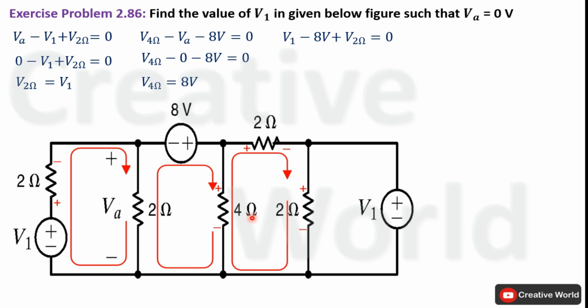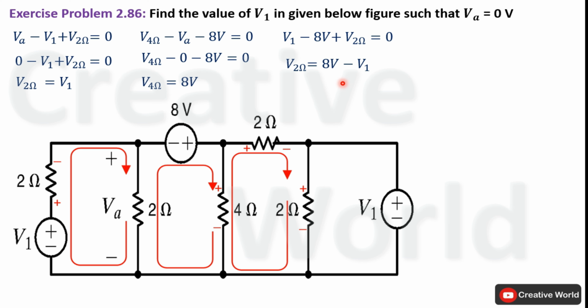Next is voltage across the 4 ohm resistance, that is 8 volt, and it will be taken with negative sign because current is entering from the negative terminal, so minus 8 volt. Next is voltage across this 2 ohm resistance, that will be taken with positive sign because current is entering from the positive terminal, and it will be labeled as V2 ohm. Rearrange this equation to calculate voltage across this 2 ohm resistance, that will be equal to 8 volt minus V1.